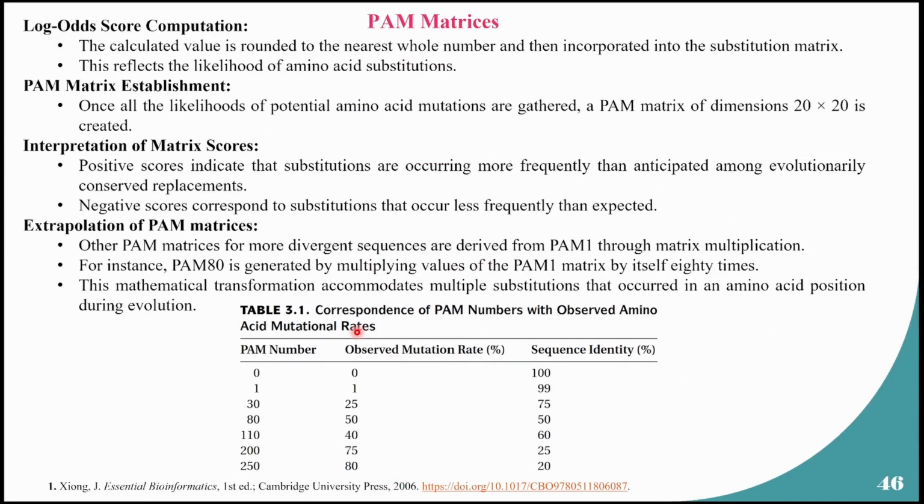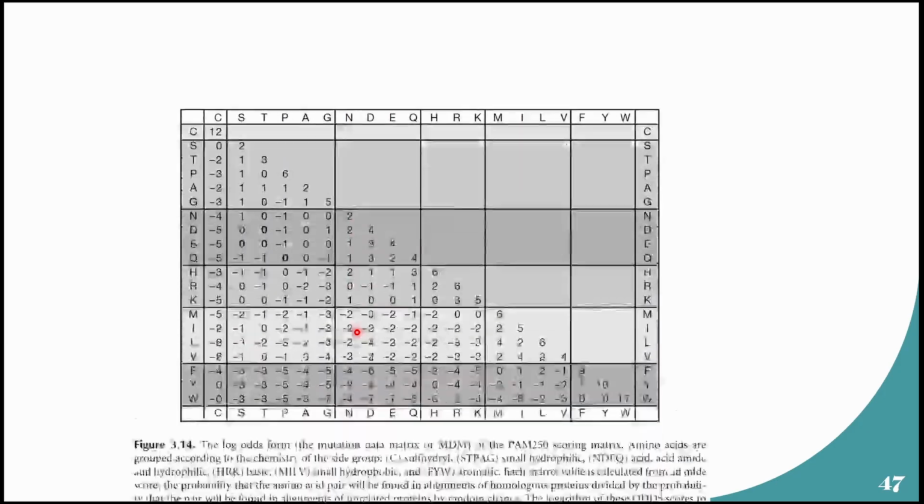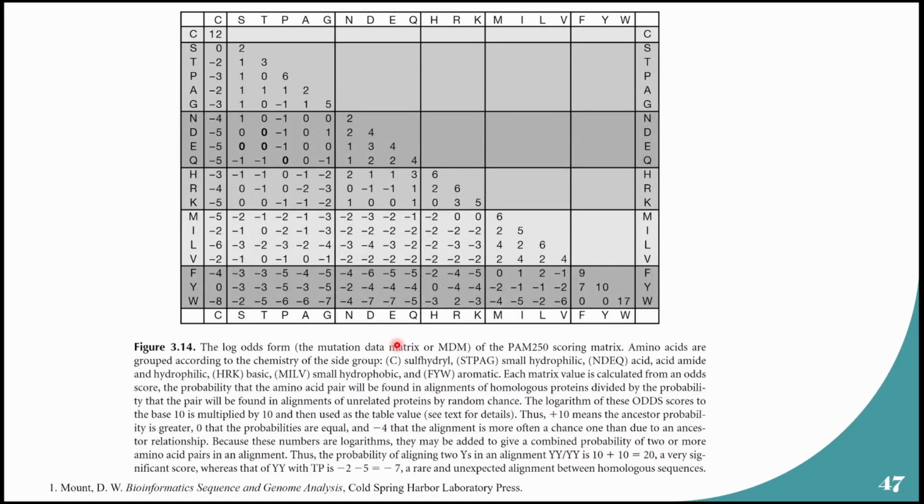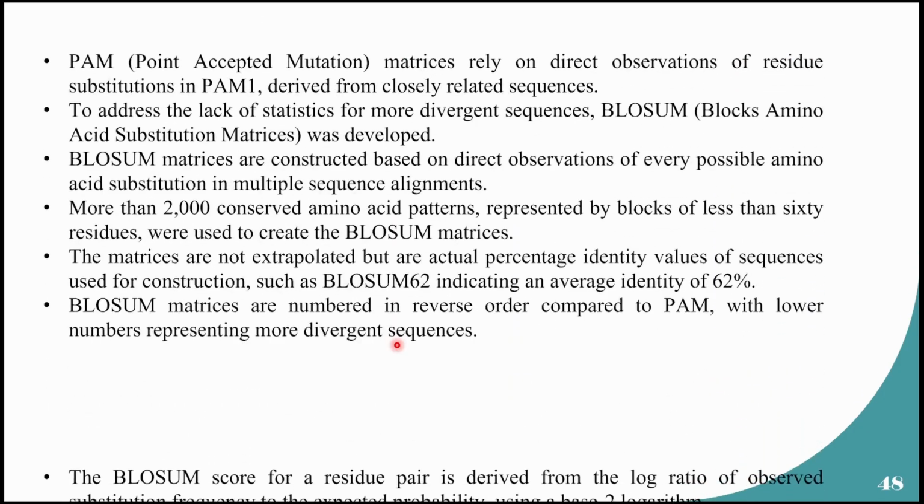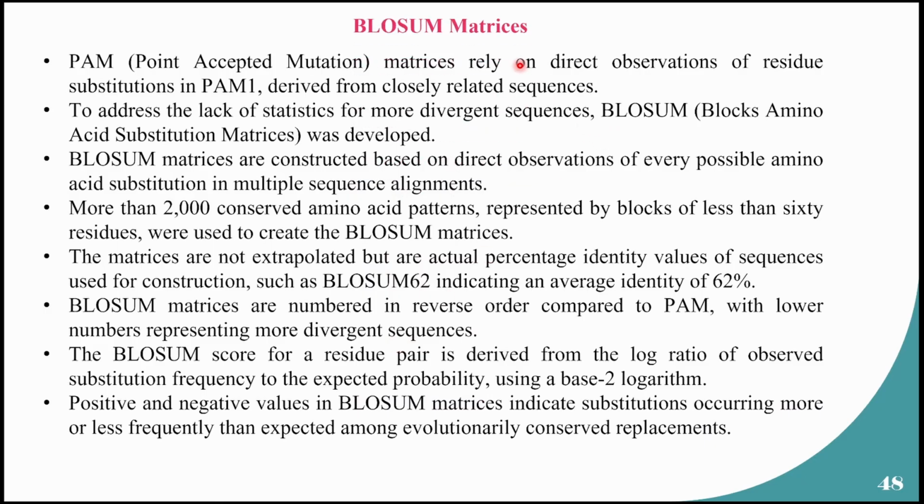And since the higher order PAM matrices were extrapolated, not directly measured or calculated, the BLOSUM matrix was developed to combat this. These are directly calculated from observations, which means they can correlate with the real data. And the order of how you use the BLOSUM matrix differs; it's basically the reverse of what you do in a PAM matrix.